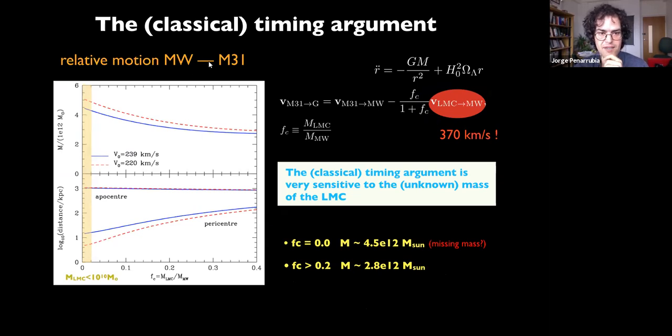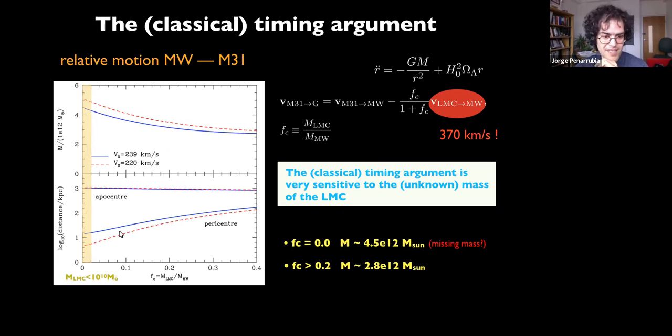So this is just taking into account the relative motion between these two galaxies. Here you see the timing argument mass versus FC, the mass ratio between the LMC and the Milky Way. What people like Lynden-Bell and White were assuming is that this parameter is 0. So if this parameter is 0, we recover their measurements, obviously, around 5 times 10 to the 12. But if FC is not 0, and in particular, if FC reaches 0.2 or beyond, then you find that the mass of the local group is closer to 3 times 10 to the 12 solar masses.